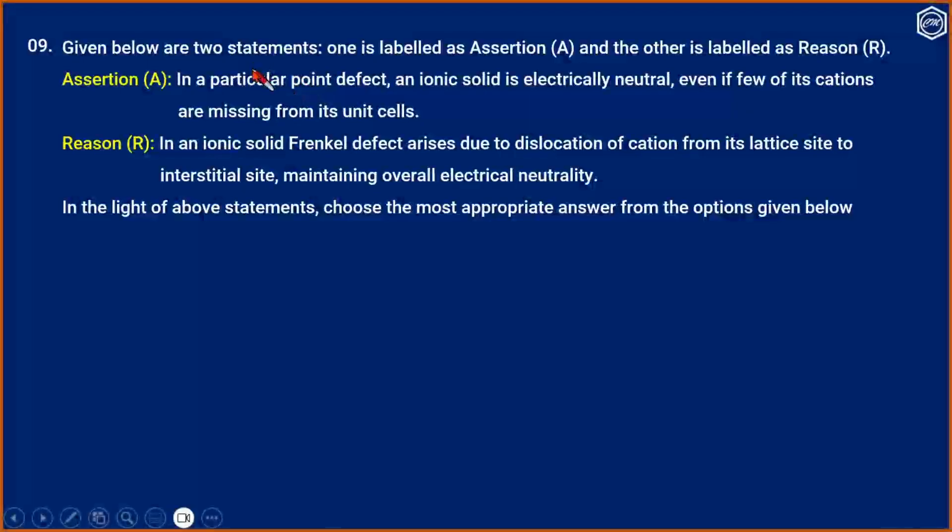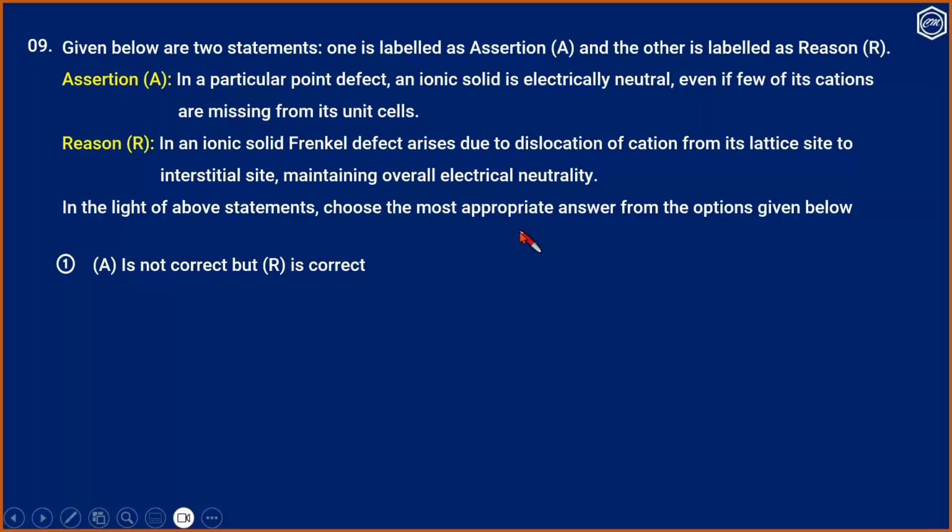This is an assertion reason type question. Given below are two statements. One is labeled as assertion A and the other is labeled as reason R. Assertion A. In a particular point defect, an ionic solid is electrically neutral, even if few of its cations are missing from the unit cell. Reason R. In an ionic solid, Frenkel defect arises due to dislocation of cation from its lattice site to interstitial site, maintaining overall electrical neutrality. In the light of above statements, choose the most appropriate answer from the option given below.